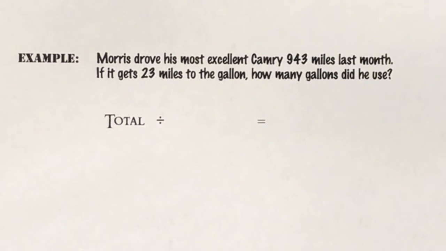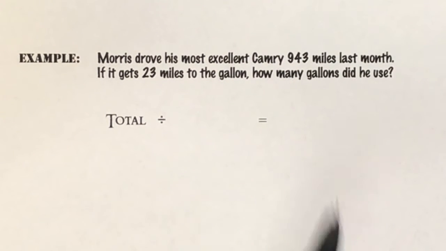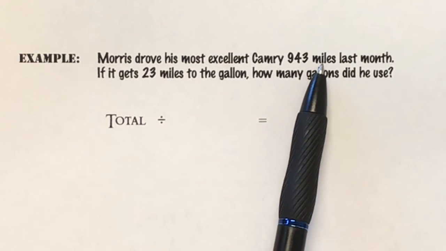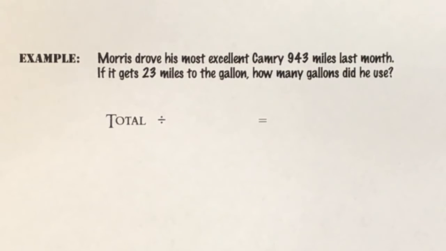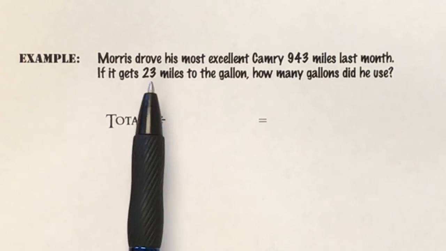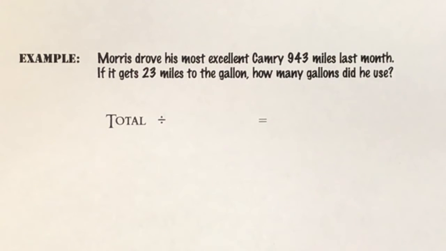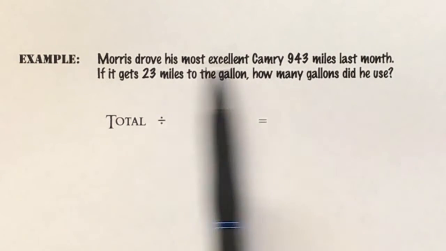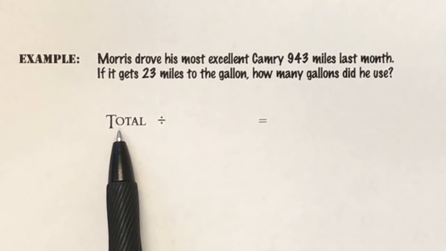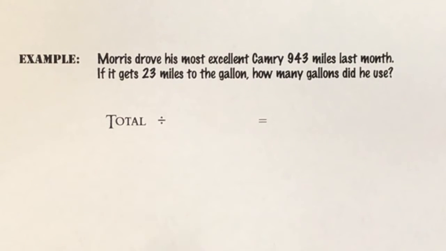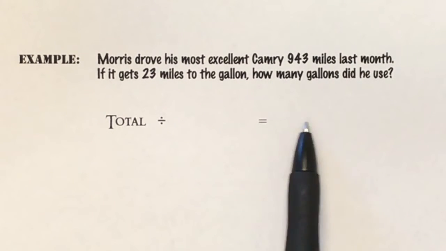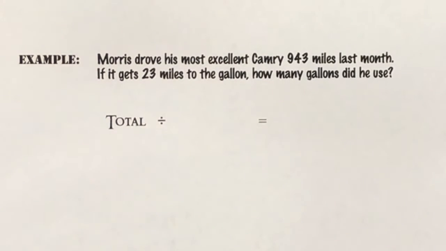But I want you to think about this. I want you to tell me this 943 miles, what piece is that? Is it the total, or is it group size, or is it number of groups? And then this 23 miles to the gallon, is that total, or is that group size, or is it number of groups? In other words, one of these two numbers is going to go here, and one of these two numbers is going to go here, and then we're going to do the division and get our answer. That's what we're looking for there. So I want you to think about this.